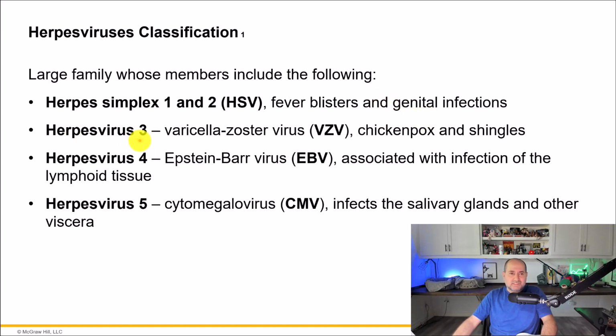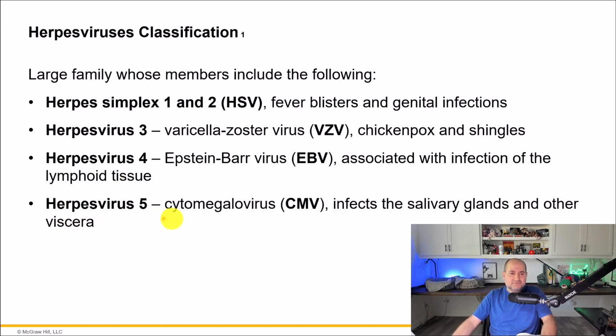Herpes virus 3, on the other hand, this is the one that causes chickenpox and shingles. Herpes virus 3 is Varicella-Zoster virus, or VZV. It first causes chickenpox, which then goes latent and can reemerge later on as shingles later in life, decades later. Herpes virus 4, or Epstein-Barr virus, EBV, associated with the infection of the lymphoid tissue. This is the one that causes mono, if you've ever heard of mono or mononucleosis.